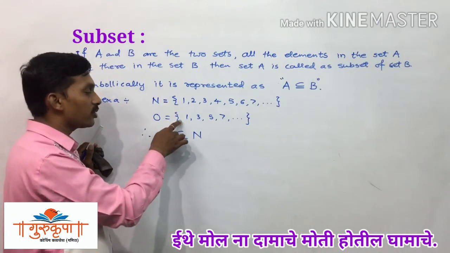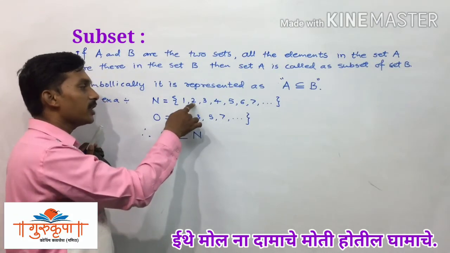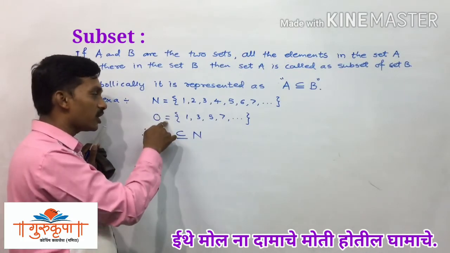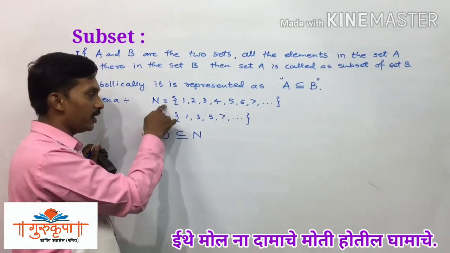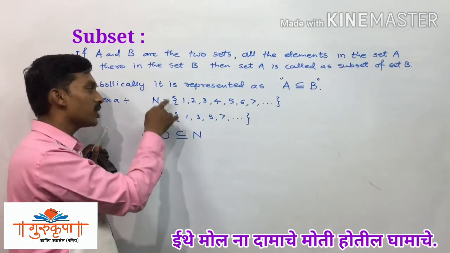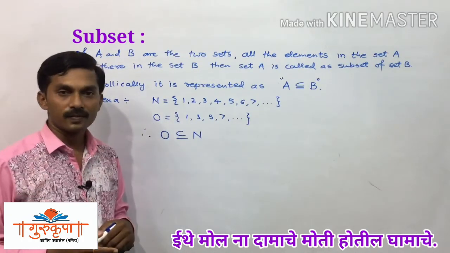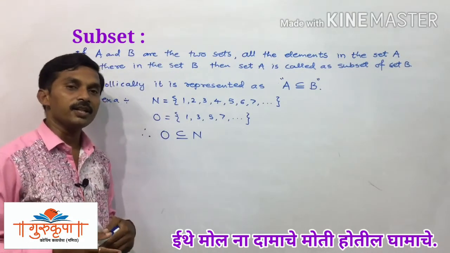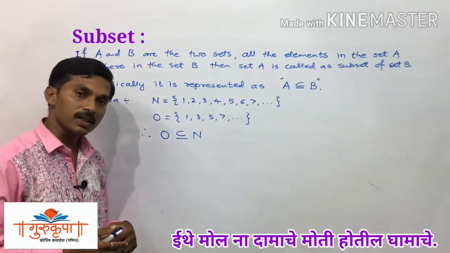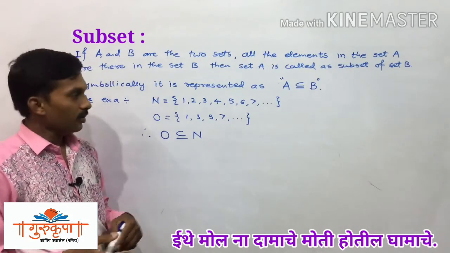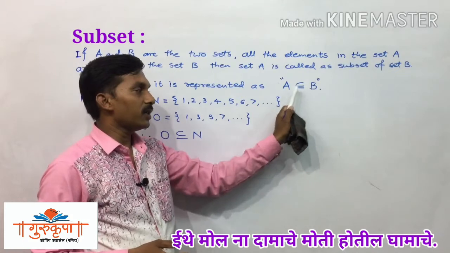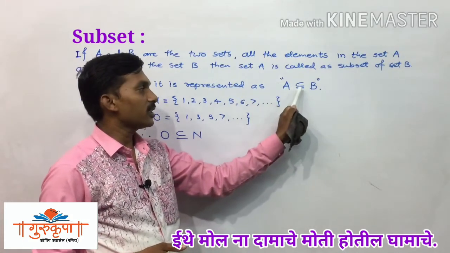Here all the elements of the set O are there in the set N. Since O is a subset of N, N is not a subset of O. N is not a subset of O, but O is a subset of N. So this is all about the subset, and it is a very important concept from this lesson. Here the symbol of subset is given. A is a subset of B, we represent it symbolically as A ⊂ B.